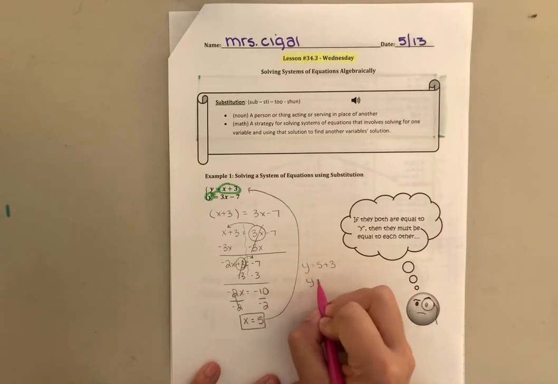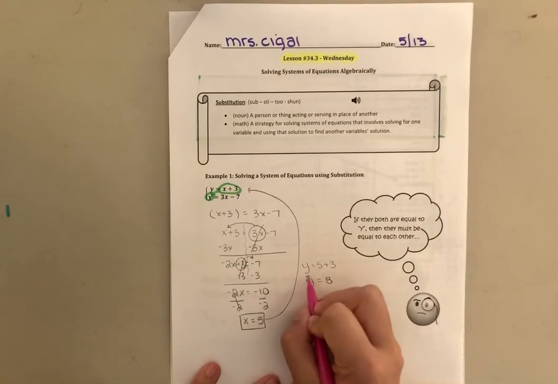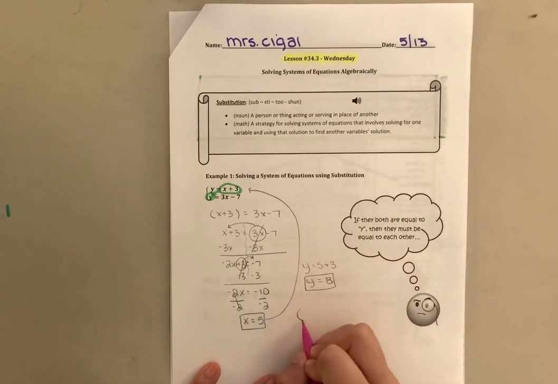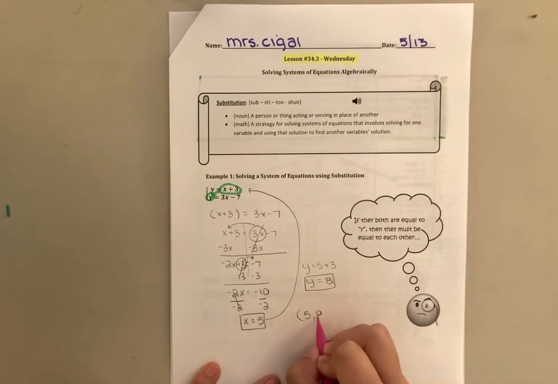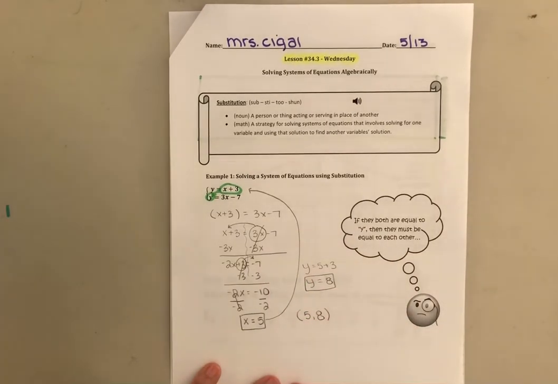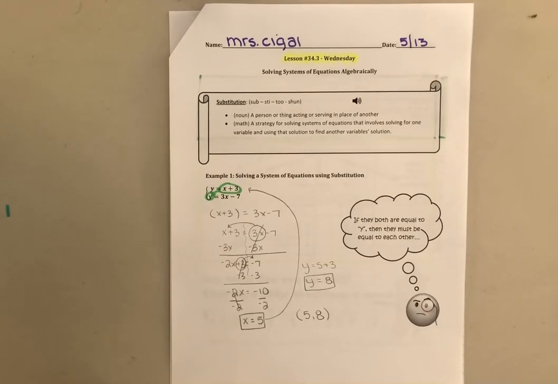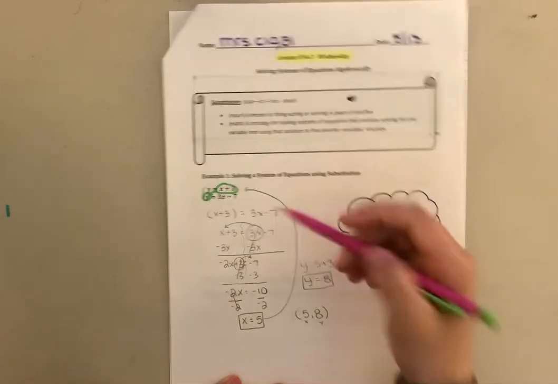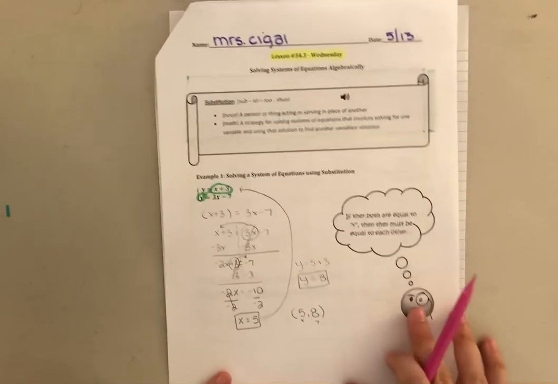So this tells me that y is equal to 8. So my ordered pair, my x comma y, is 5 comma 8. If I wanted to check that solution, I would just need to plug in 5 for x and 8 for y. Make sure that it makes sense for both equations.